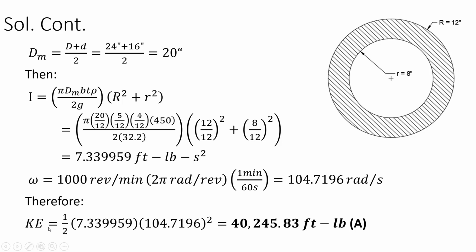Substituting the value of the mass moment of inertia and the squared angular velocity, it is equal to 40,245.83 foot-pounds. So the answer is letter A.